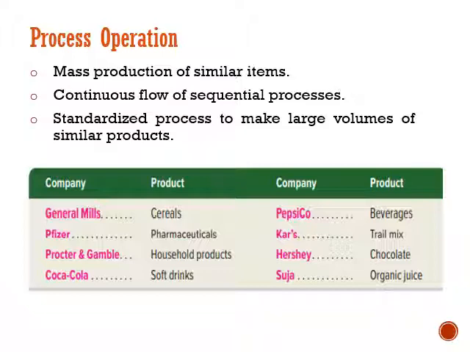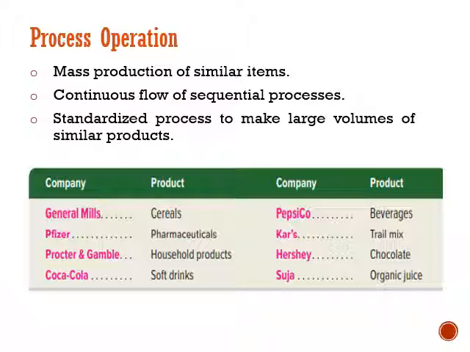Before we discuss process costing, we need to understand how process operation works. Process operations involve the mass productions of similar products in a continuous flow of sequential processes. The major difference between job order operation and process operation will be the products that it produces. Process operation produces similar items every period and in huge amount, therefore mass production.